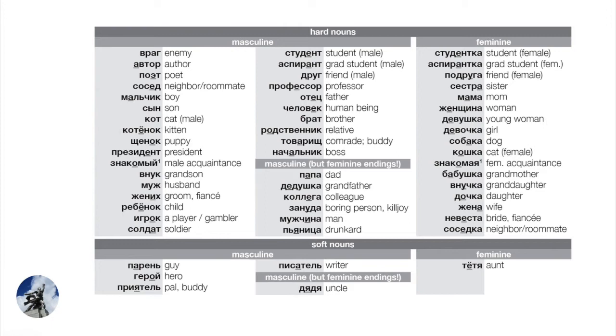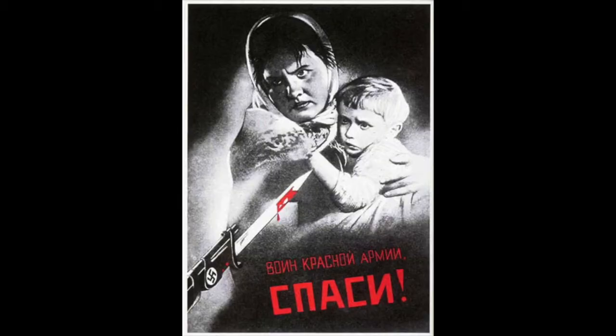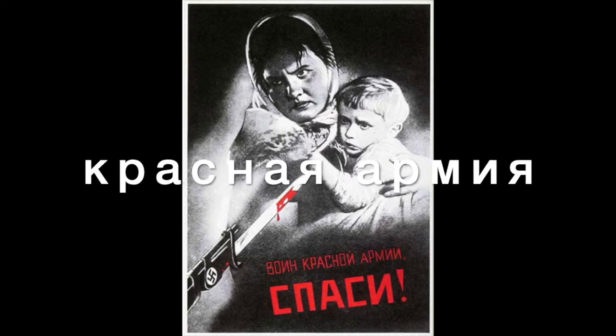Okay, what about the genitive endings? Well, let's look at a quick poster, right? Воин Красной Армии, спаси. Okay, warrior or soldier of the Red Army, save, meaning save us. Okay, we saw in another poster the phrase Красная Армия in the nominative, right? The Red Army, Красная Армия.